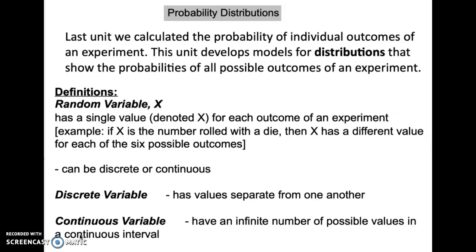This unit is called probability distributions. Last unit, we learned about how to find the probability of individual outcomes of an experiment. This unit, we're going to develop models for distributions of those same experiments. And what that really means is calculating all the possible outcomes of an experiment. So we'll start with some definitions here.